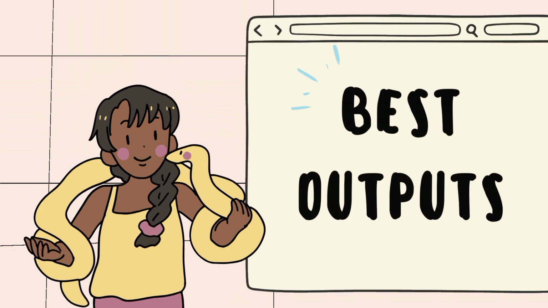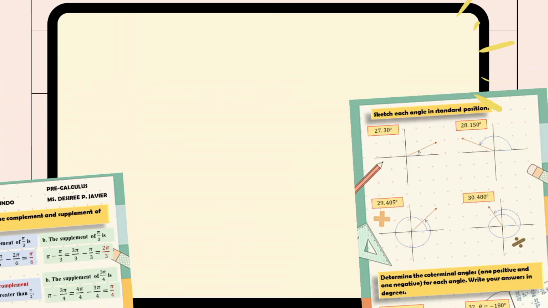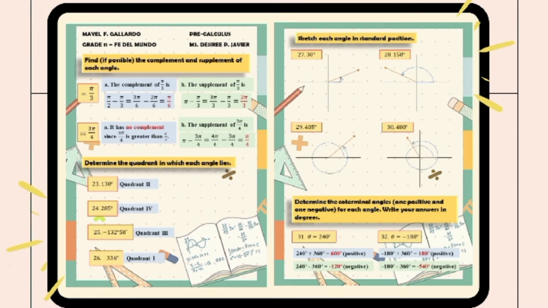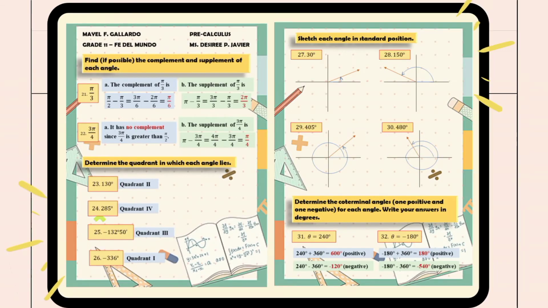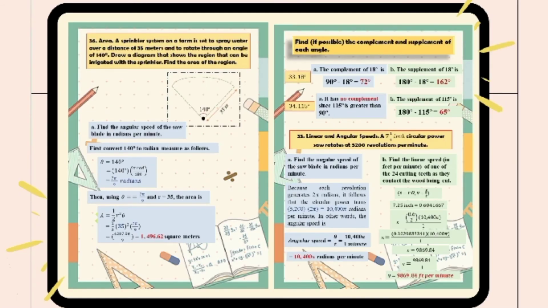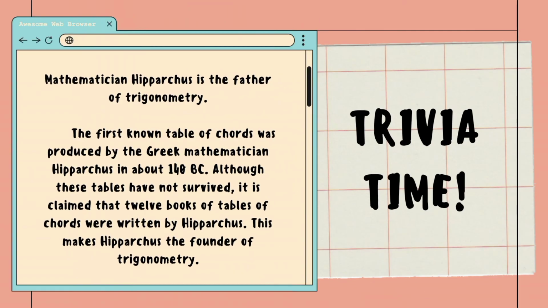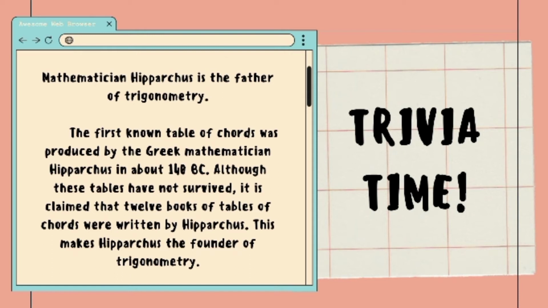And now, I present to you the best output in this topic. It is from Mayel F. Gallardo, and in this session, these are her answers from the task given. So in this topic, we are asked to find the complement and supplement of each angle, to determine the quadrant in which each angle lies, to sketch each angle in standard position, to determine the coterminal angles for each angle, and to solve problems. And now it is trivia time!